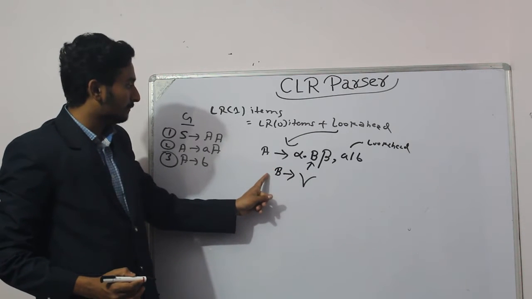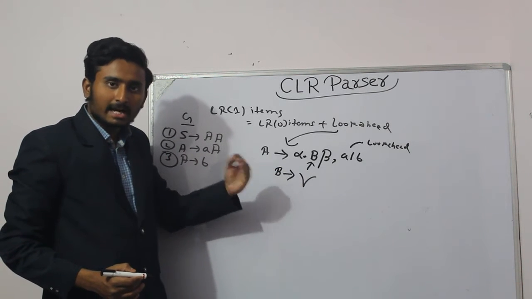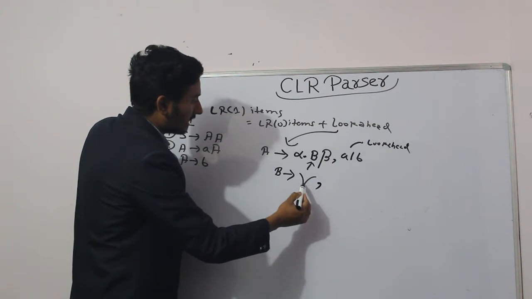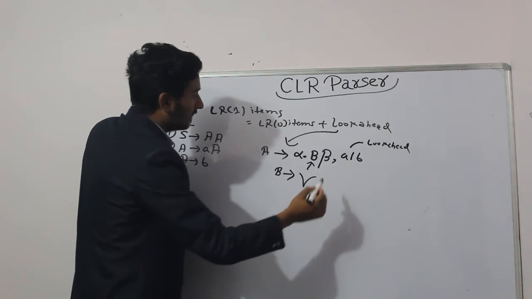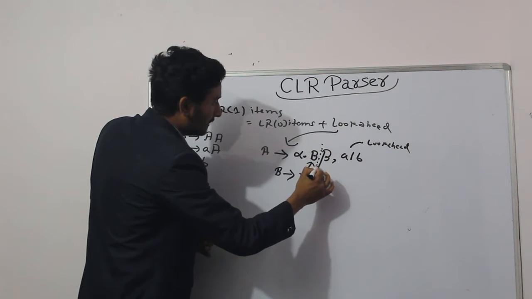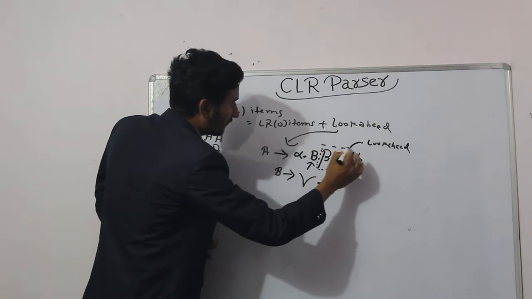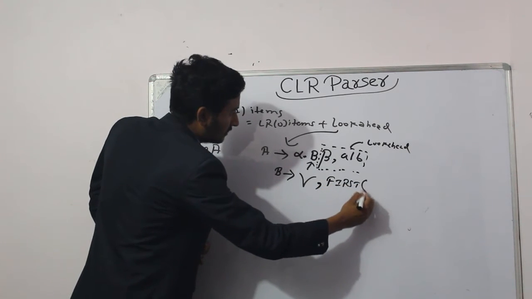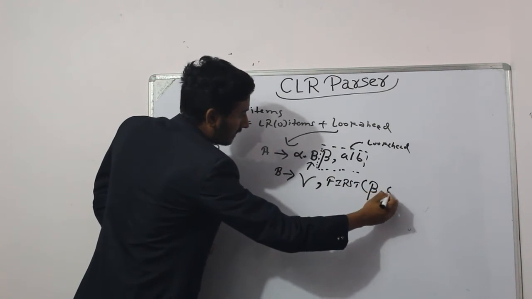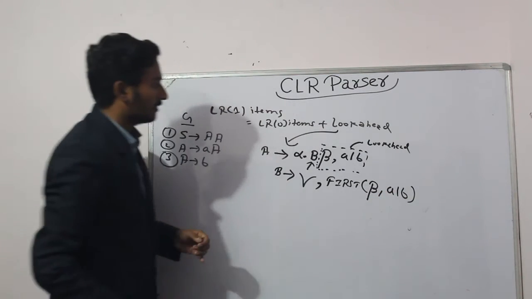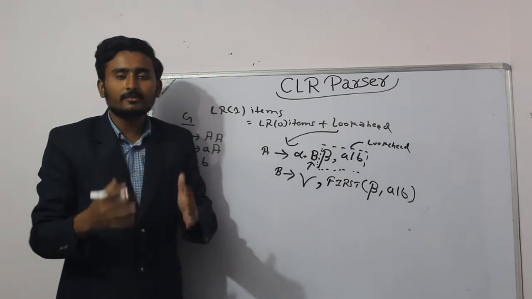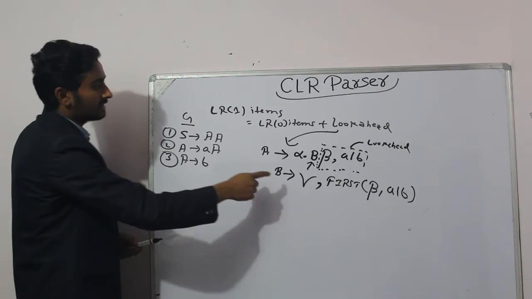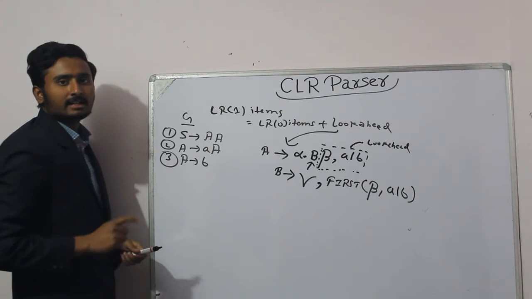Suppose B is deriving gamma, so we need to write this, and the look ahead of this production will be, after B, whatever is present, we will take the first of that. So the look ahead will be first of beta, a or b. I am just showing you in this example; the same formula we will apply and we will get the output.